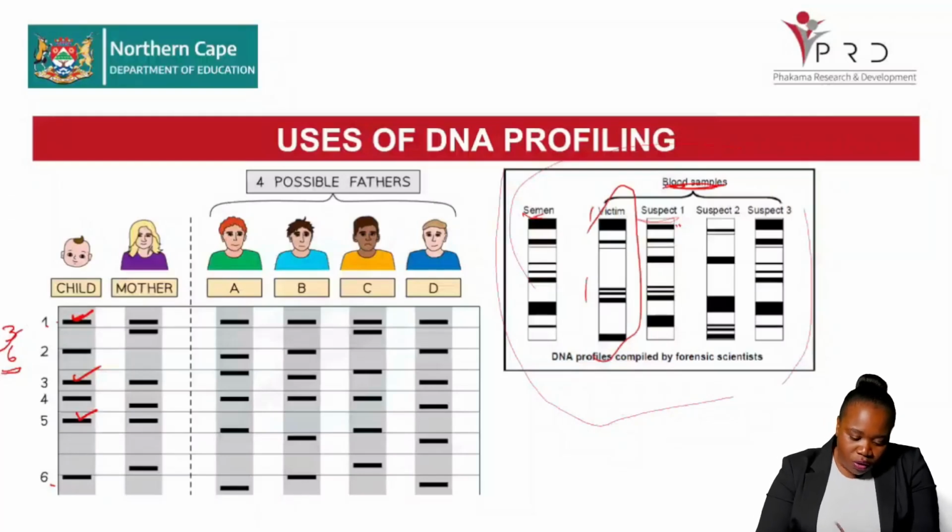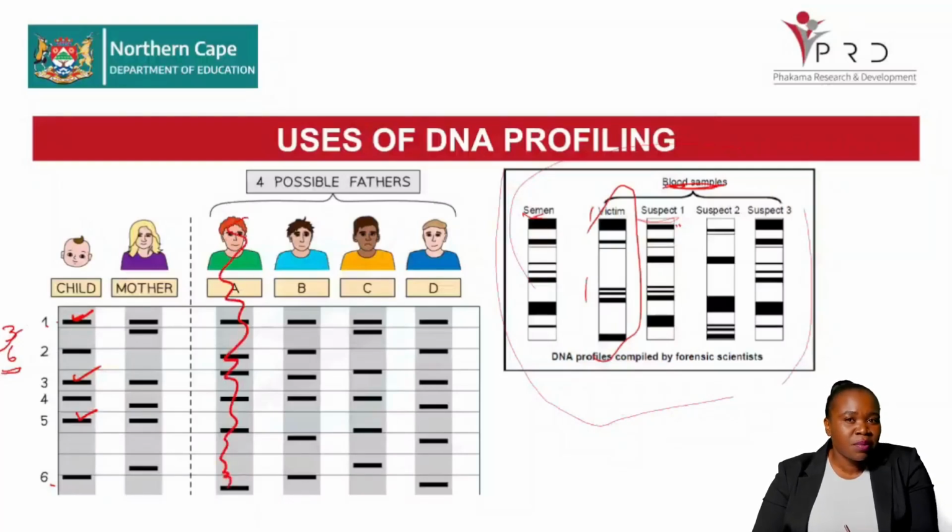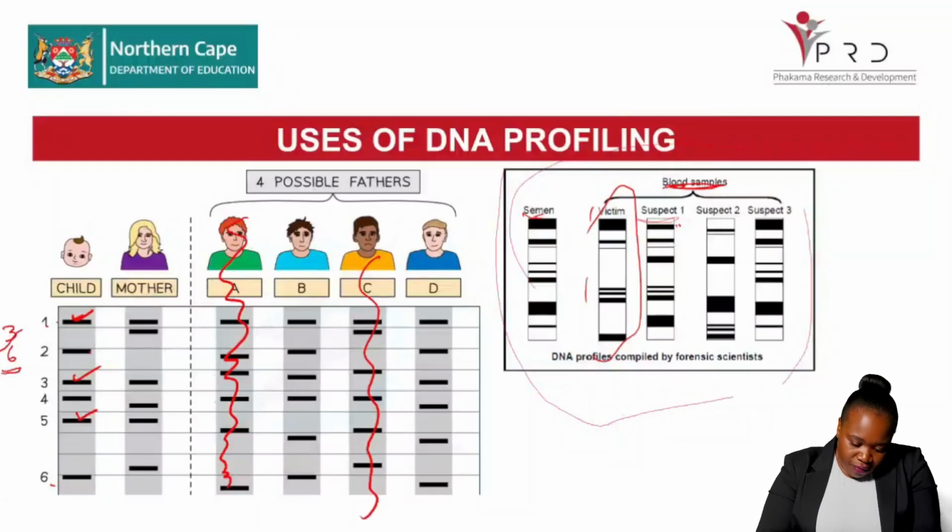Okay, number 2, already, because band number 2 does not match with individual A, we are already excluding him as the possible father, because all these remaining bands 2, 4, and 6, they must all match the father. So because they are not matching, we are excluding A, we're also excluding C, meaning that we can now only compare B and D. Okay, now let's have a look at that. Band number 4 matches with B and it does not match with D. So we are then also excluding D. But to be sure, we're going to check 6. 6 is also matching with B.